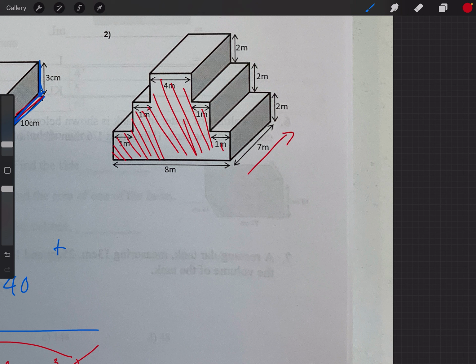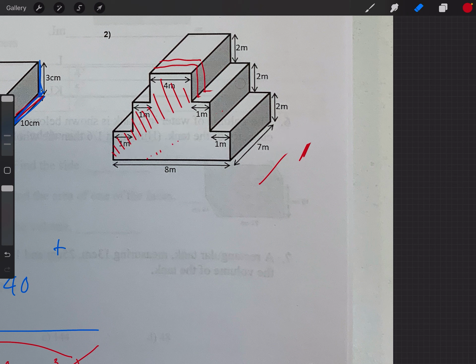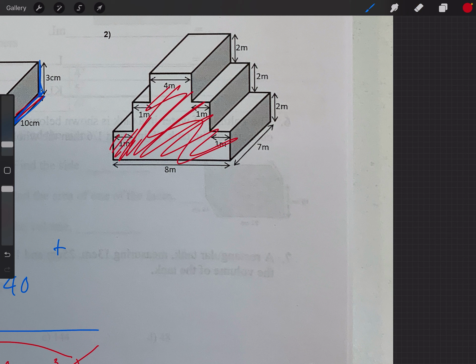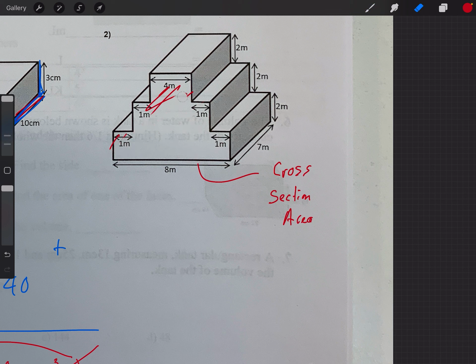So imagine you have that face that's been stacked 7 meters that way. Imagine you have a whole bunch of faces like that, right? And you're going to stack it 7 meters in that direction. Okay, so all we got to do is find, now this is called a cross-section area, the area of the face there. So the area of this face here is the cross-section area. Cross-section area.